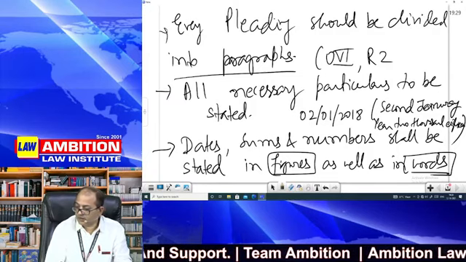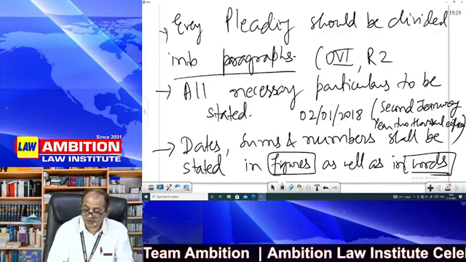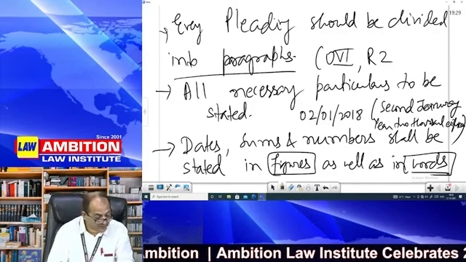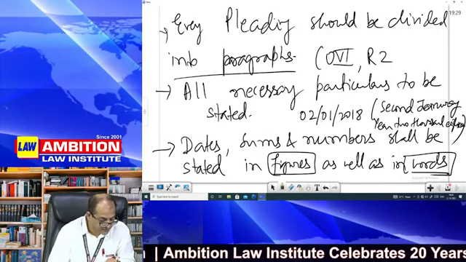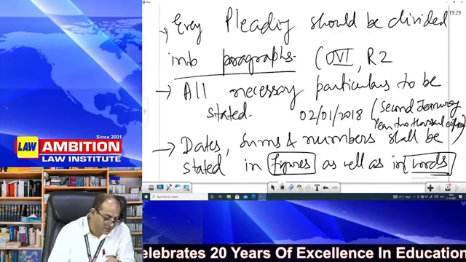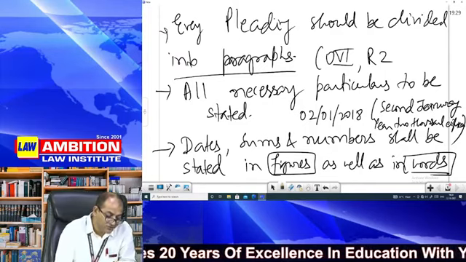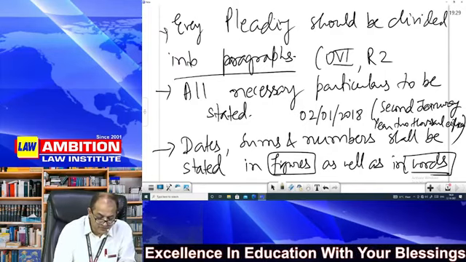So it should be written in digits or sums, or it should be written in figures as well as in words. Form is given in Appendix A, where applicable forms of the like character as nearly as may be shall be used for all pleadings. So form is not a material fact. Particulars to be given when necessary. Like now there was misrepresentation, fraud.